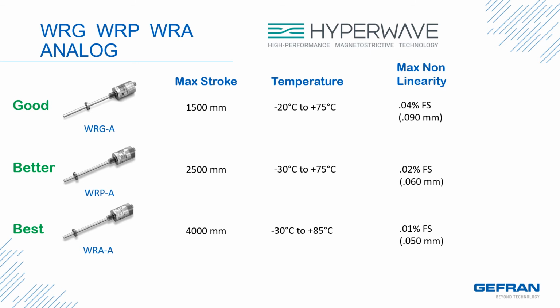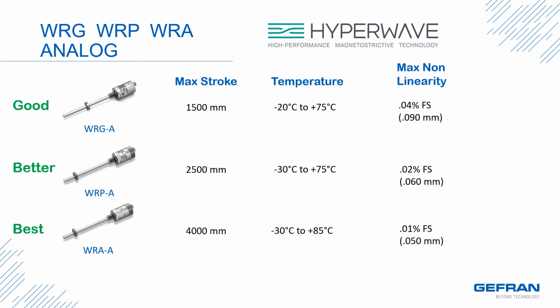The WRG series is good. It has a max stroke length of 1,500 millimeters, a temperature range of -20 degrees C to +75 degrees C, and a max nonlinearity of 0.04% of full scale. The WRP series is better. It has a max stroke length of 2,500 millimeters, a temperature range of -30 degrees C to +75 degrees C, and a max nonlinearity of 0.02% of full scale.